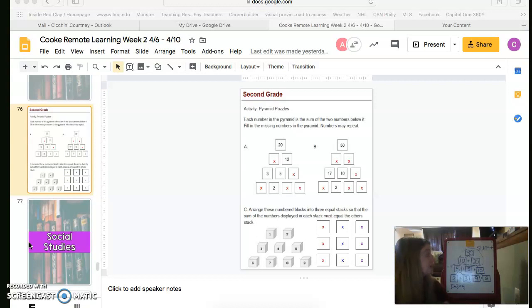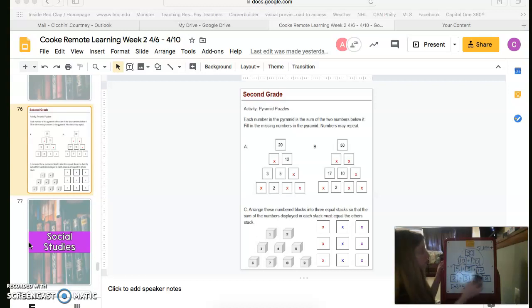So if we look at our pyramid, these 2 numbers equal this number on top. And we go down to these 2 numbers, and they equal this one on top of it. 5 plus 15 equals 20, that's on top of it. 2 plus 3 equals 5, and that's on top of it. And 9 plus 6 equals 15, and that's what's on top of it. So when you're adding, you want to make sure the numbers underneath equal the number that's on top of it.